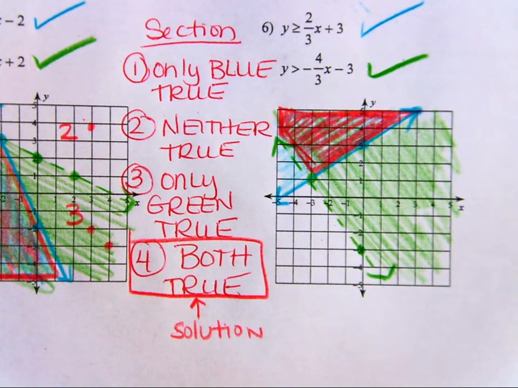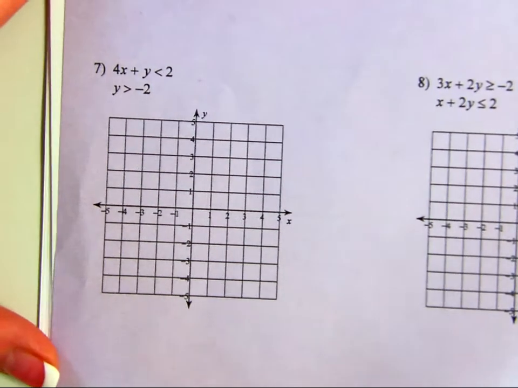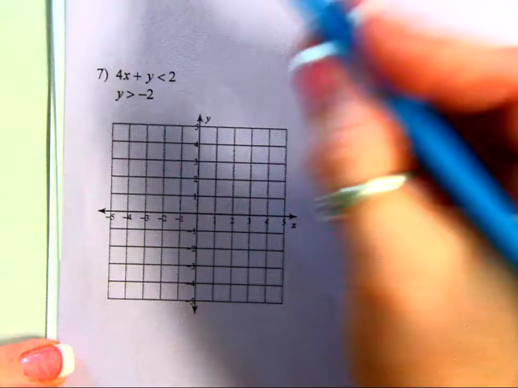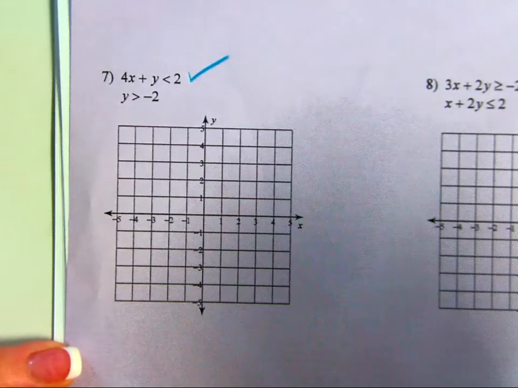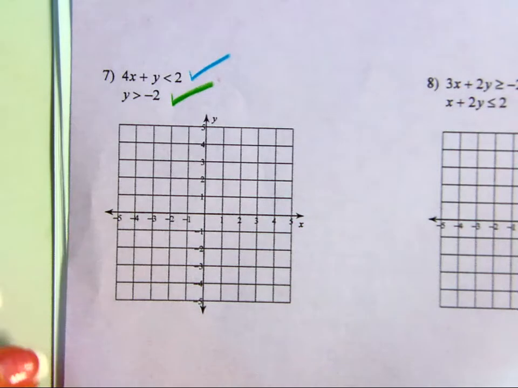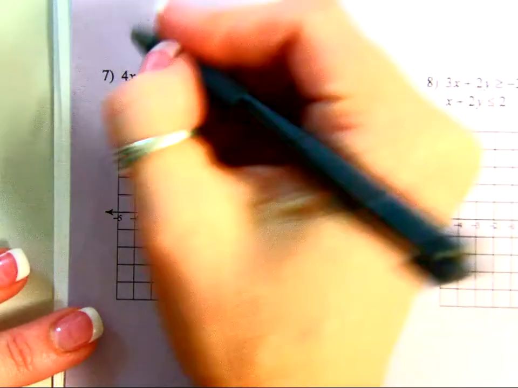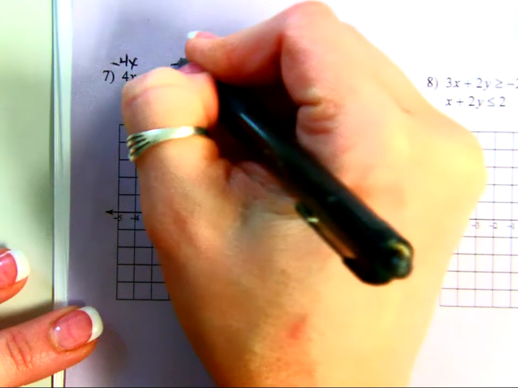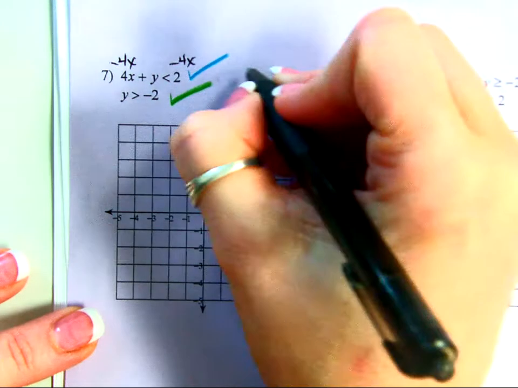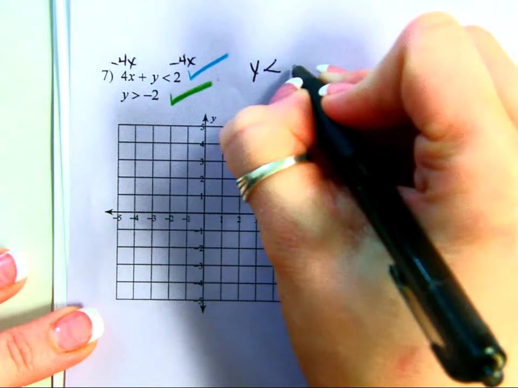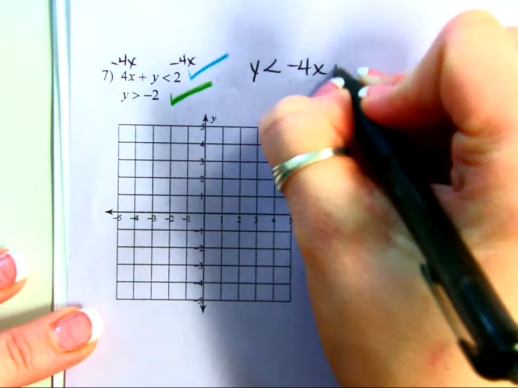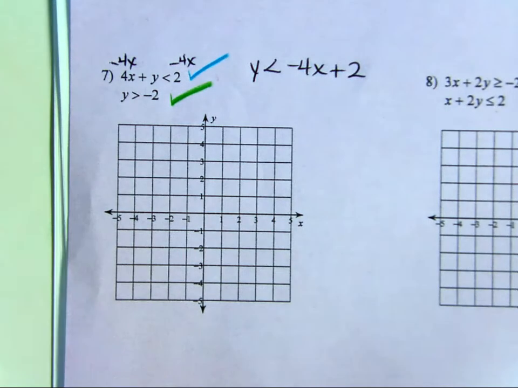Catching up. All right, let's move to number 7. Because of course, what happens when you get to number 7? It's not in slope-intercept form. Big deal. You know what to do by now. Subtract 4x from both sides. That's going to give you y is less than -4x plus 2. That's what I'll graph in blue.